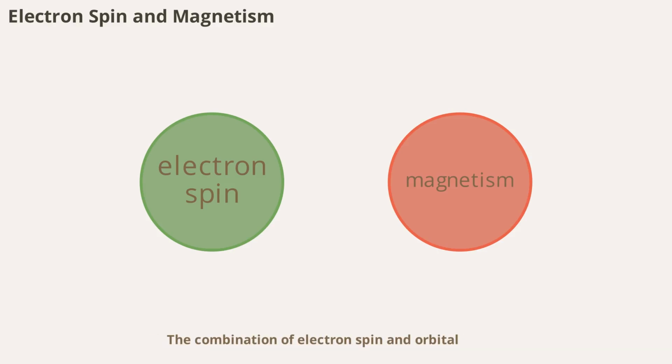Electrons possess an intrinsic property called spin, which gives rise to magnetic effects in atoms. The combination of electron spin and orbital motion determines the magnetic properties of materials. Understanding electron spin is essential for explaining phenomena like magnetism, electron pairing, and the behavior of atoms in magnetic fields.